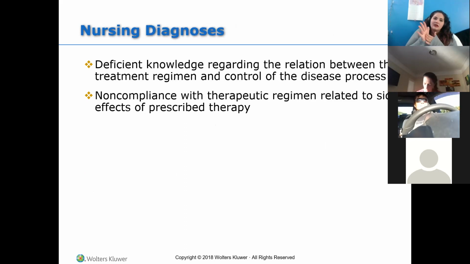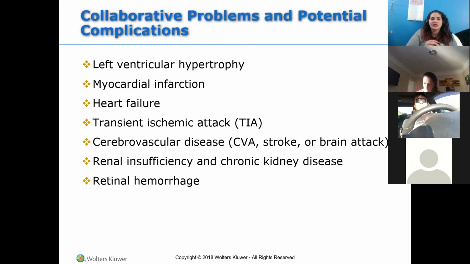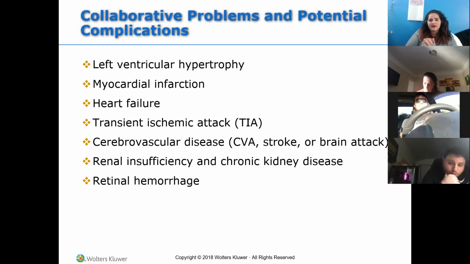Nursing diagnoses would be deficient knowledge regarding the relation between the treatment regimen and control of the disease process, and non-compliance with therapeutic regimen related to side effects of prescribed therapy. Collaborative problems and potential complications: we have left ventricular hypertrophy, myocardial infarction, heart failure, transient ischemic attack, cerebrovascular disease, which is CVA, stroke, or brain attack. We have renal insufficiency and chronic kidney disease. And then we have retinal hemorrhage.